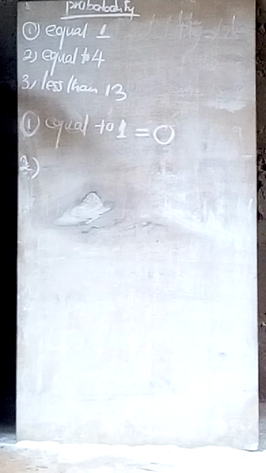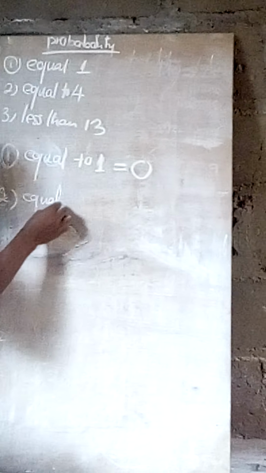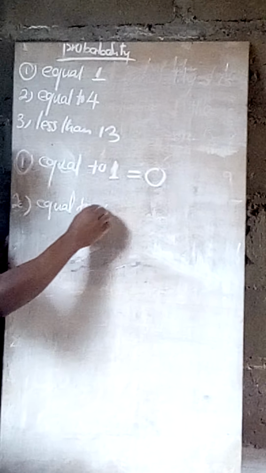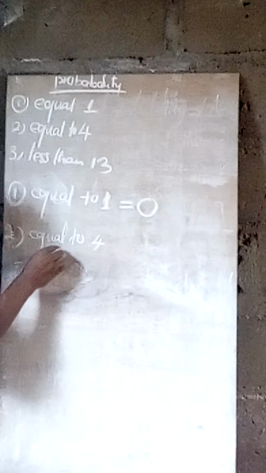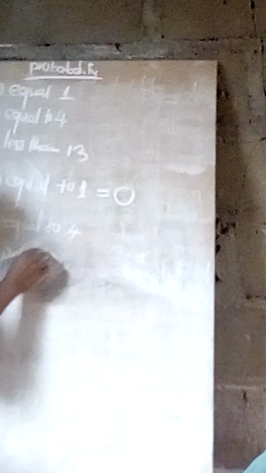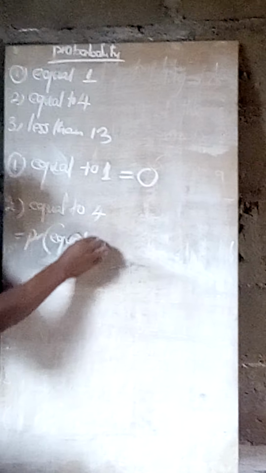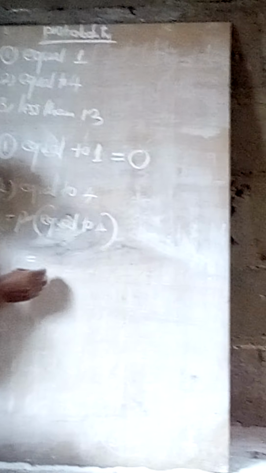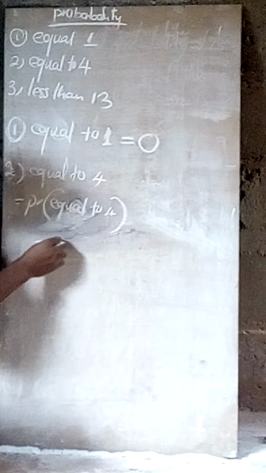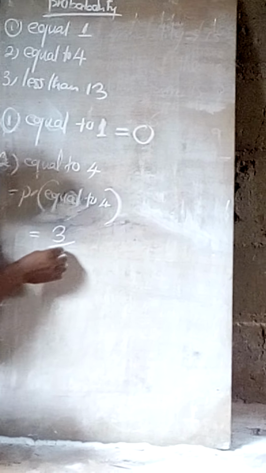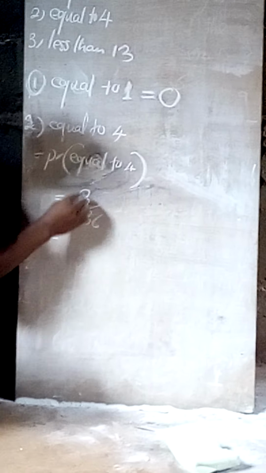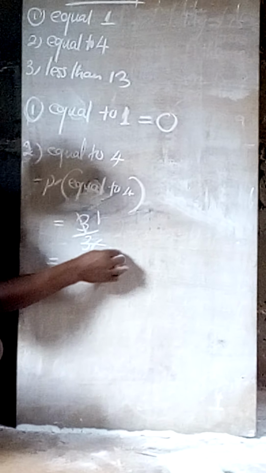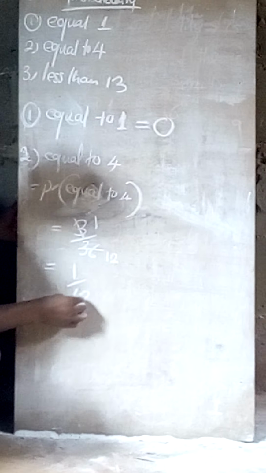Okay? Now the formula here is what? Let's write it. Formula is equal to probability. Probability equal to 4 is equal to 3 over 36, right? It gives us 3 here, 1, right? 3 here, 12, right? We now have 1 over 12.